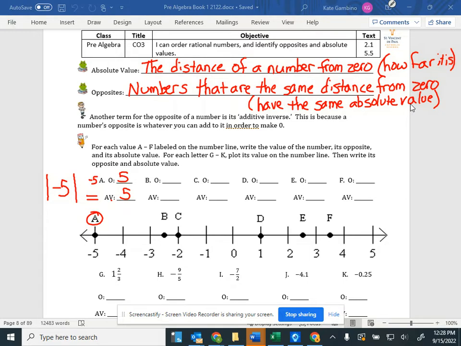What if it was a positive number? What if we see those two lines around a 7? What is 7's absolute value? Evelyn? 7. Because that's how far away from 0 it is. The absolute value is always that positive number. Doesn't matter if our inside has a negative or a positive, your absolute value is going to be a positive. Okay.